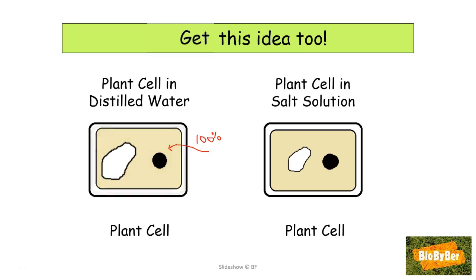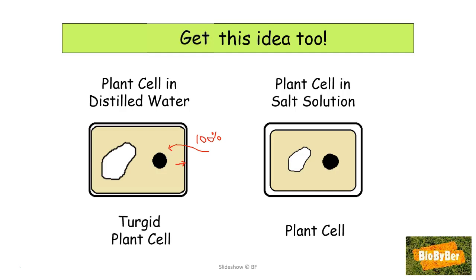The vacuole will swell up, expanding, and so too will the cytoplasm, and will push up, exerting a pressure and push up against the cell wall. It will not actually burst due to the strength of the cell wall. The plant cell will then be turgid.